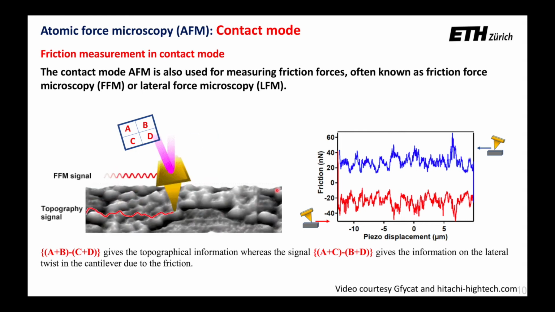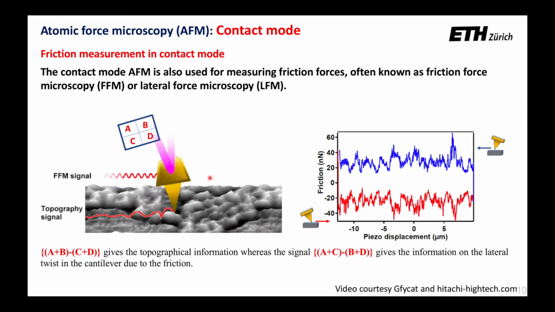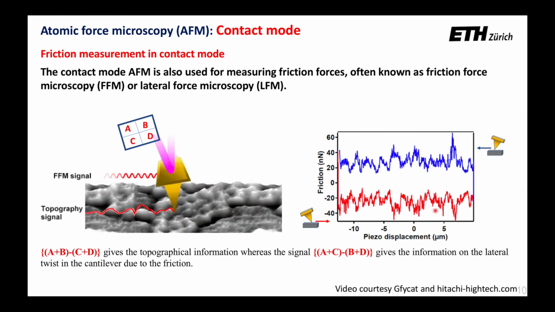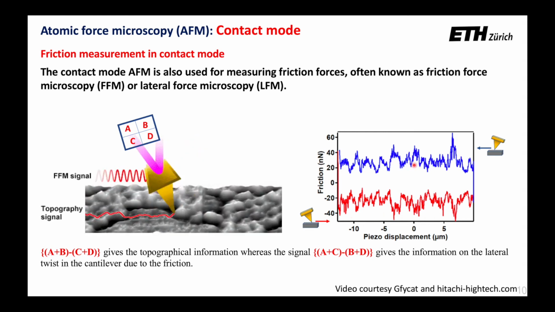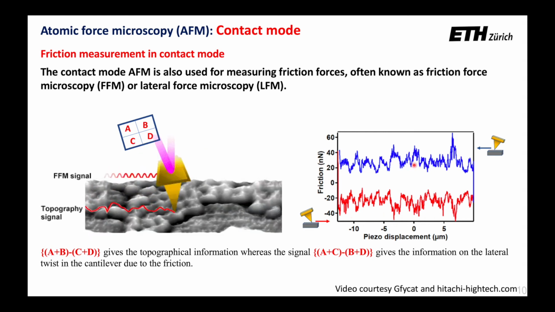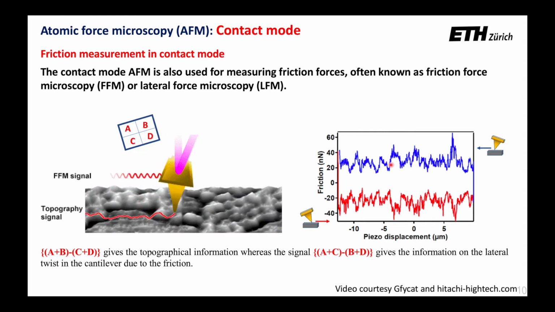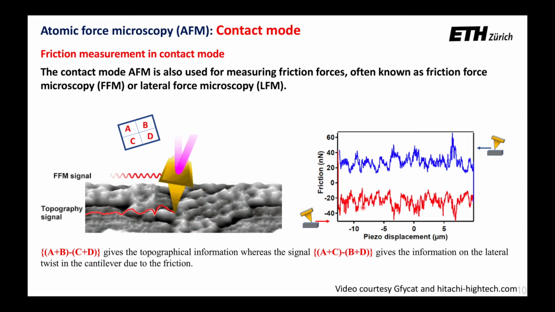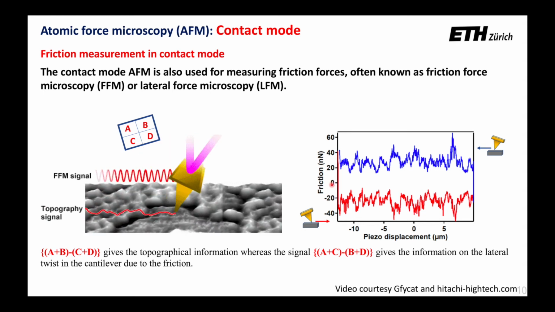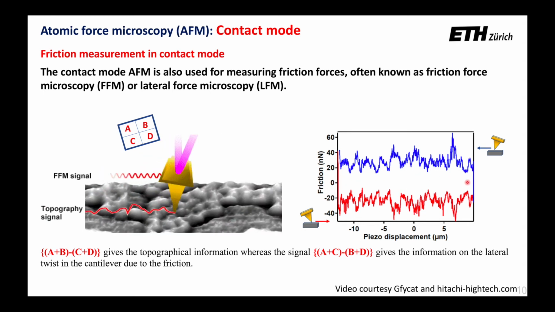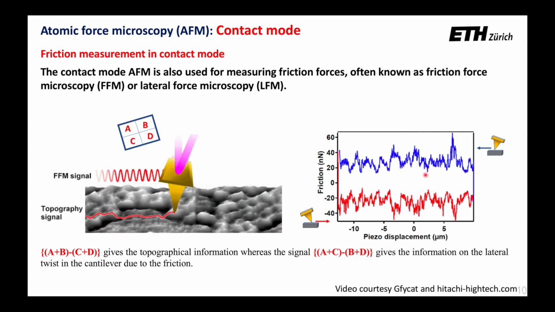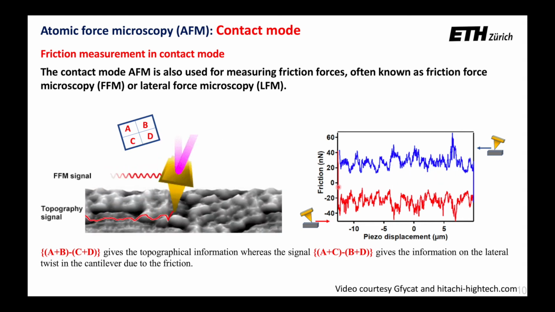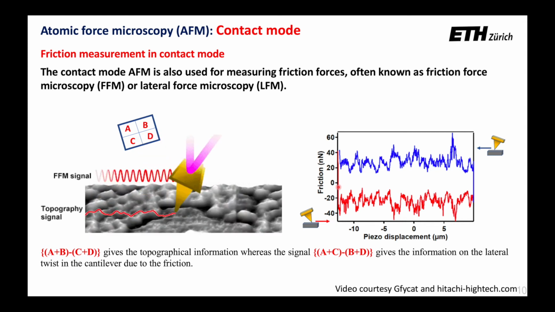When you scan the cantilever back and forth across the sample, you get a kind of loop which is often known as a friction loop. It's a trace and retrace. Blue is scanning in one direction and red is in the other direction. The area of this loop between trace and retrace gives you the information about the energy dissipated due to the friction.